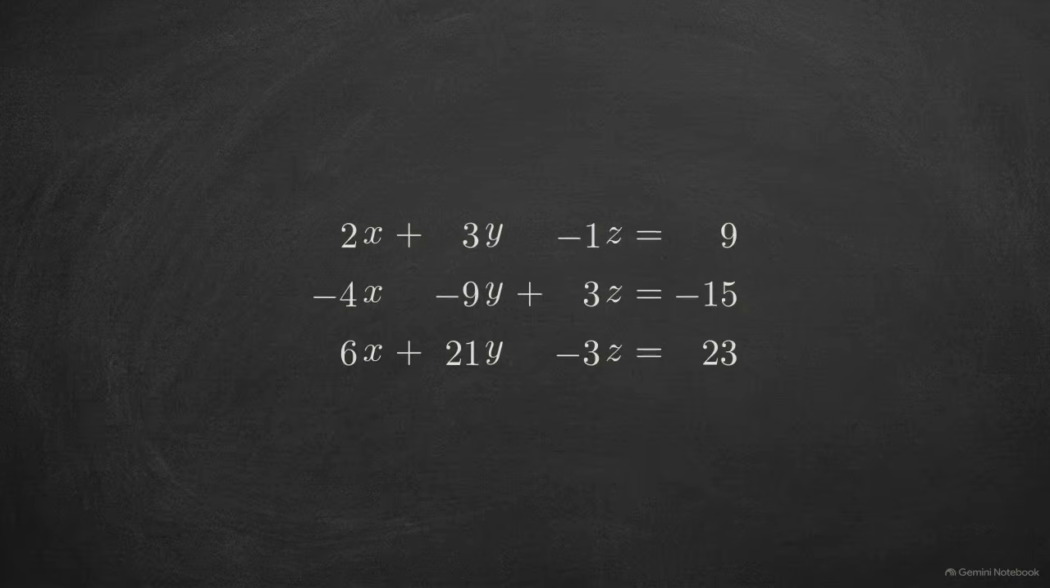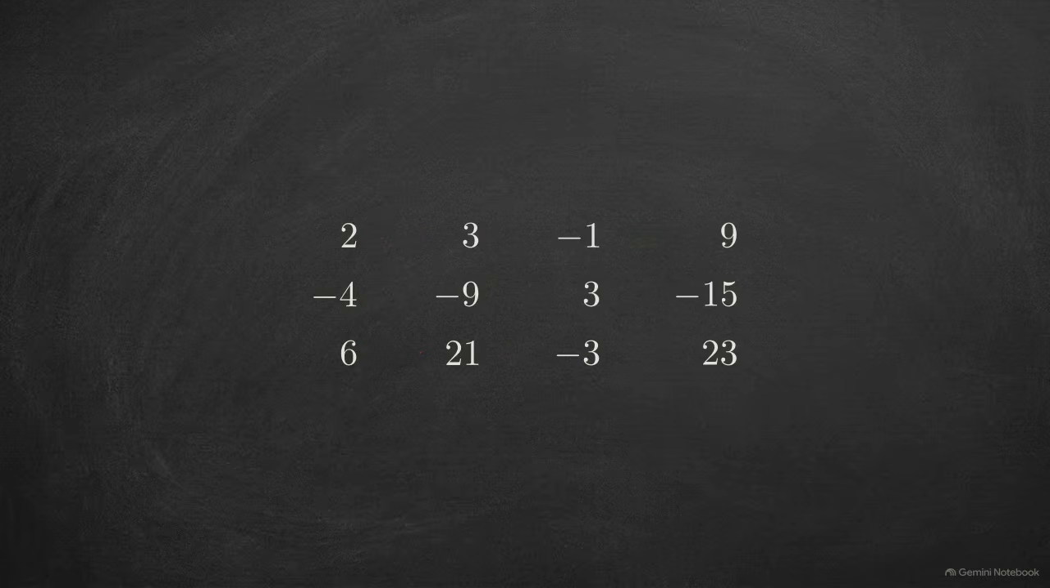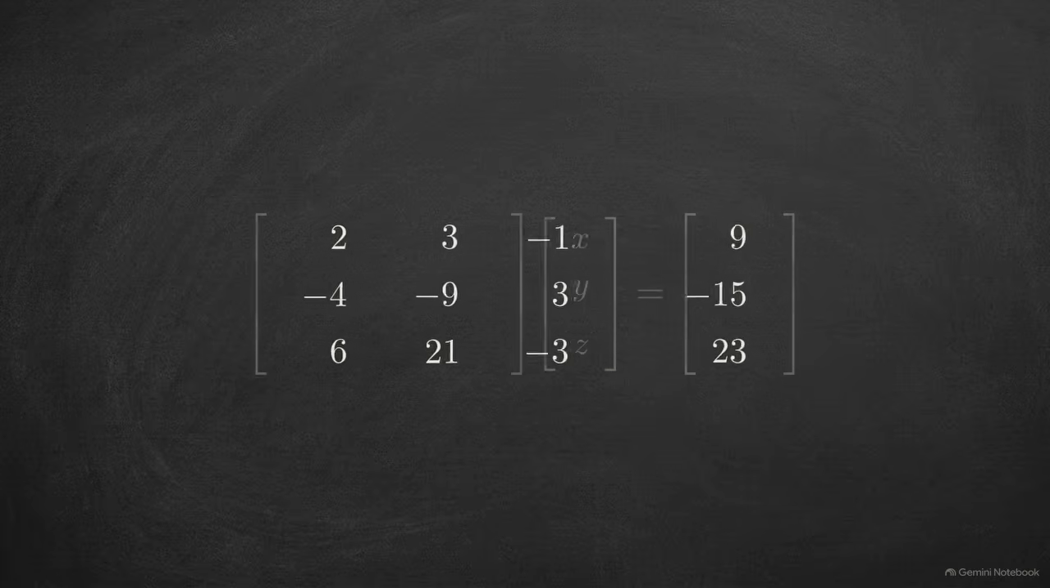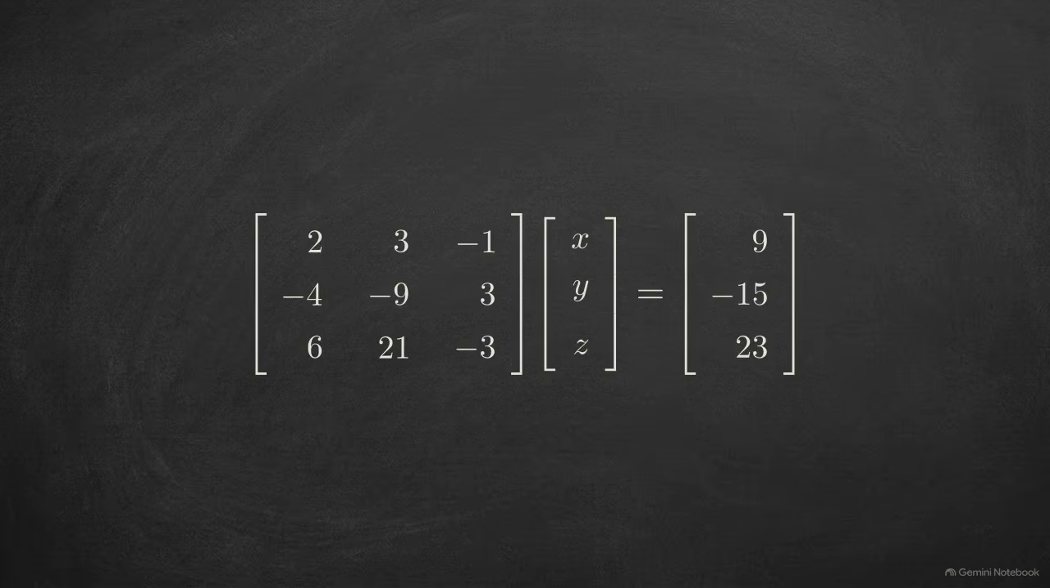Look at this standard linear equation system with three variables. Writing out the x, y, z variables, the plus signs, and the equal signs over and over takes time and clutters the page. To solve complex systems efficiently, we extract only the numbers. We map these numbers into a matrix vector equation.